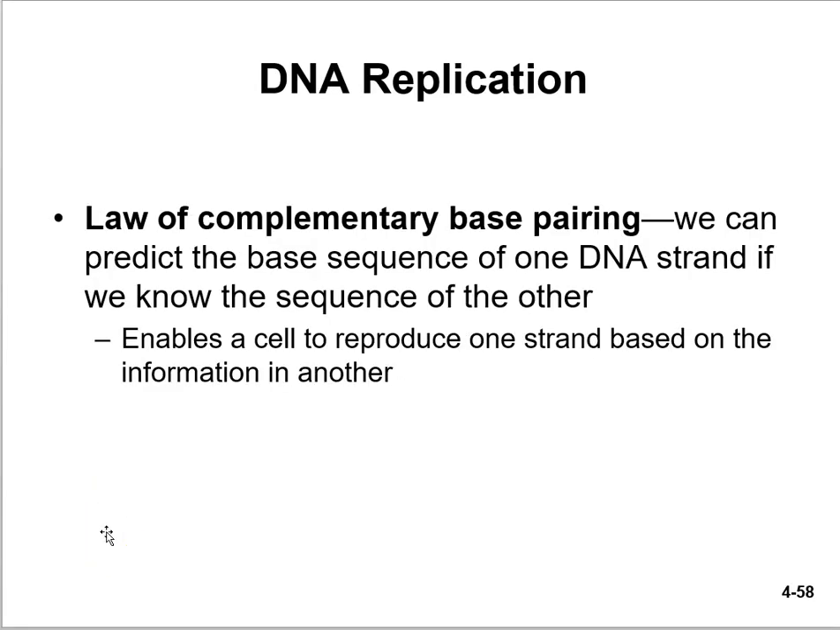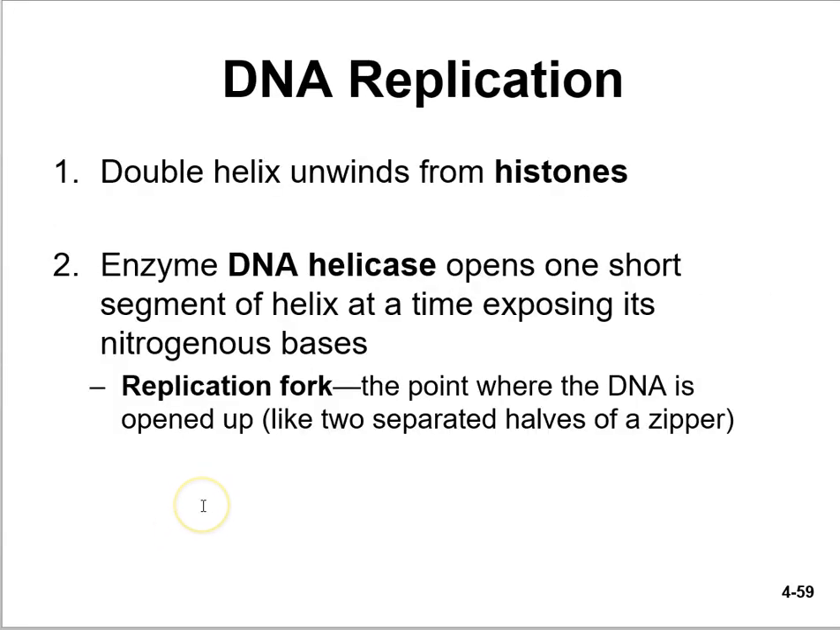Luckily, we have the law of complementary base pairing. So if DNA has an A on one side, we know the other side of DNA will be a T, and then C's with G's. This actually enables the cell to reproduce one strand based on the information of the other.